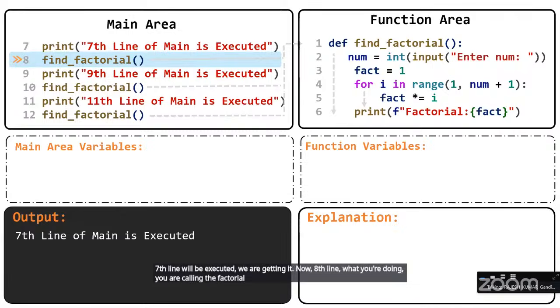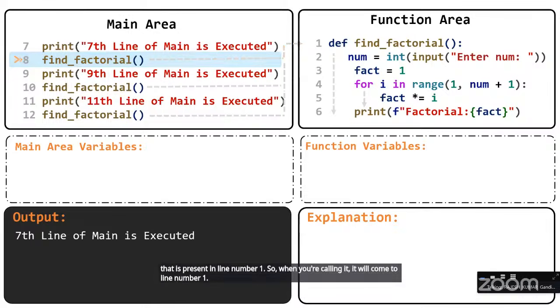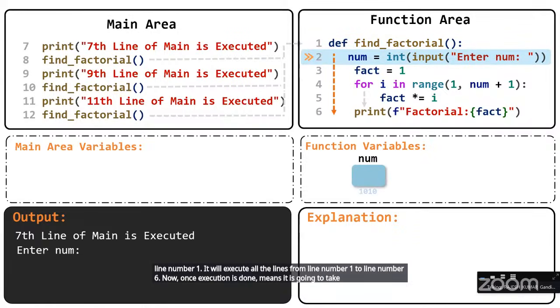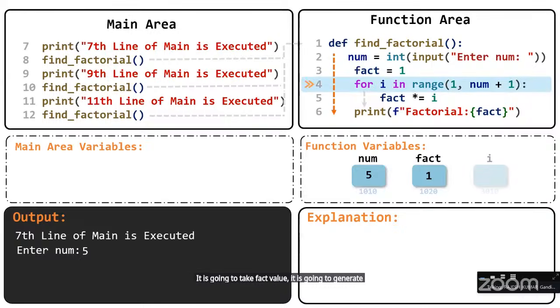So where is the factorial function? That is present in line number 1. So when you call it, it will come to line number 1. It will execute all the lines from line number 1 to line number 6. Once execution is done, it is going to take the number value, it is going to take the fact value, it is going to generate all the numbers from 1 to n.